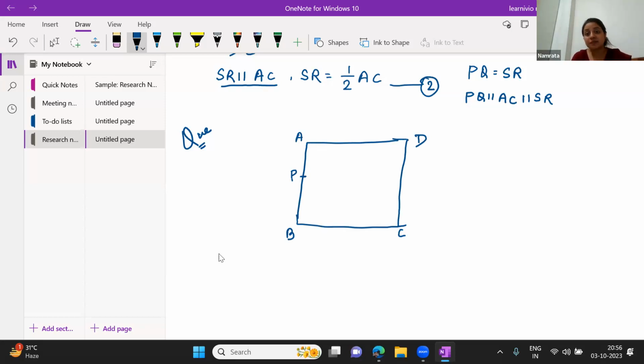A rhombus also has all sides the same. AB is same as BC. BC is same as CD. CD is same as AD. All sides of a rhombus are of same length. That's the property of rhombus. Okay?